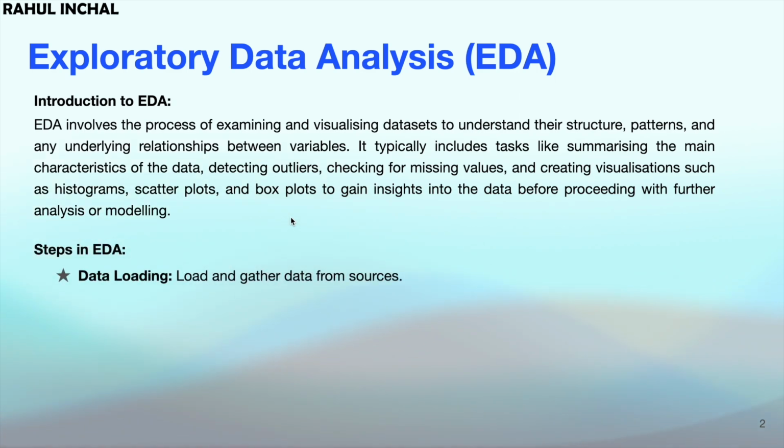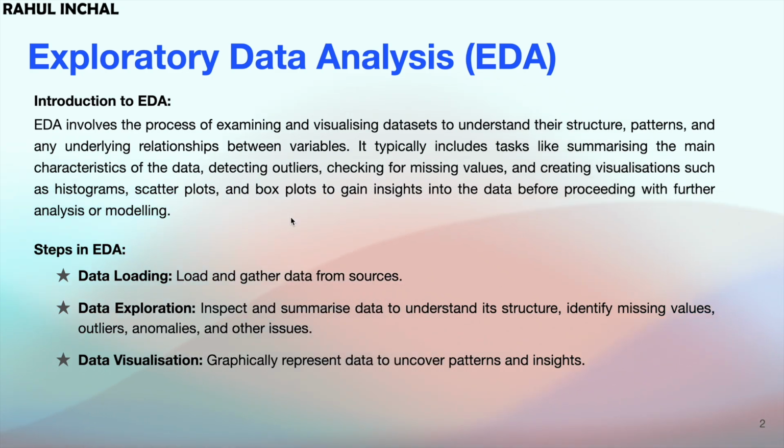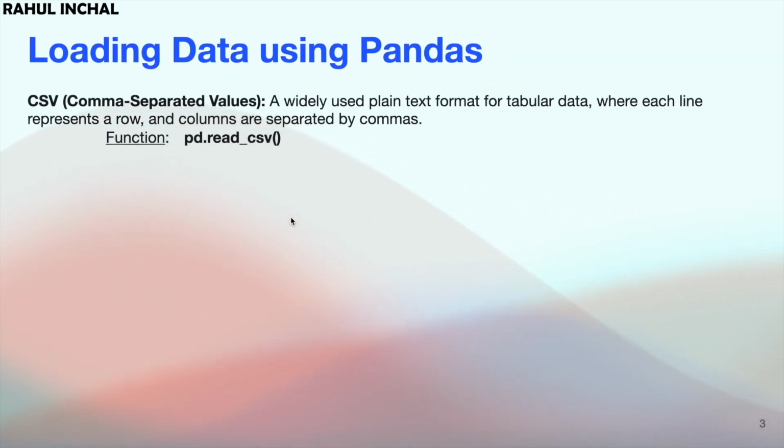Steps in EDA. The first and foremost is data load and gather data from different sources, then data exploration, then data visualization. So, loading data using pandas. Now CSV. By now I hope you know what CSV is. CSV is comma separated values, a widely used plain text format for tabular data where each line represents a row and columns are separated by commas. Now how do you read it? Using pandas.